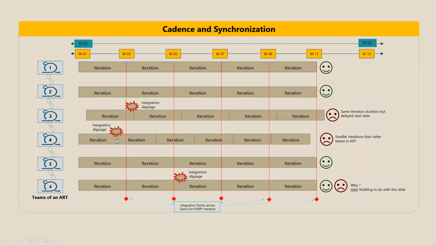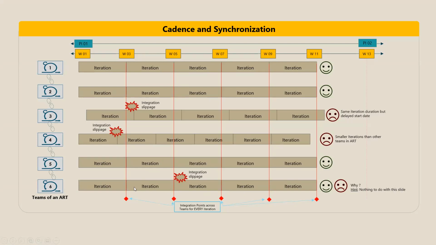If you see these gray lines, they are the ones which are determining that they're out of sync. But this one is exactly in sync. So why are we actually not able to integrate? It's simply because the team is not able to deliver. This has nothing to do with this slide. The team is unable to deliver.